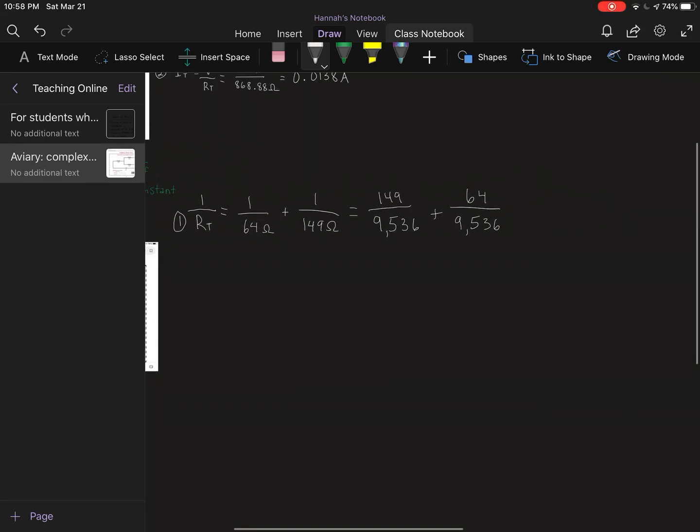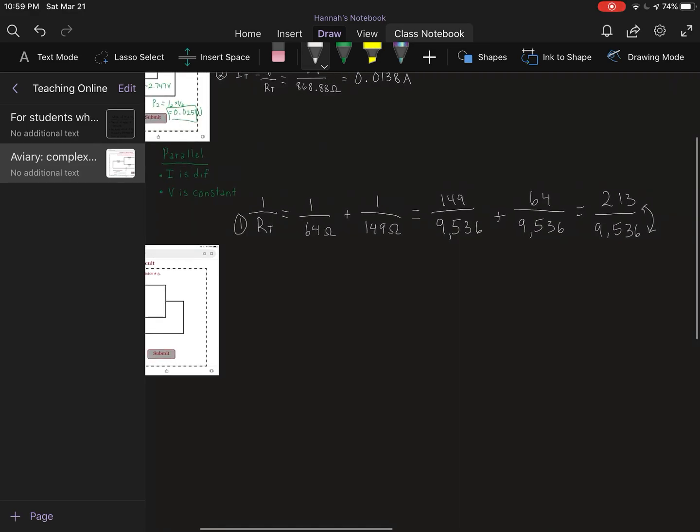I can dream. So then I add 149 plus 64. And my numerator is 213 divided by 9,000. Well, not divided by yet. We gotta flip those puppies. And we do 9,536 divided by 213. And for my total resistance, I'm getting 44.7, I'm rounding to 7 ohms.